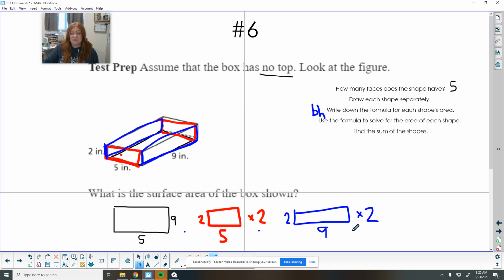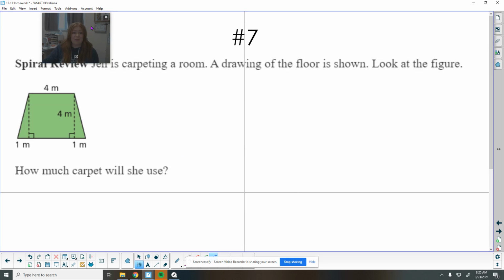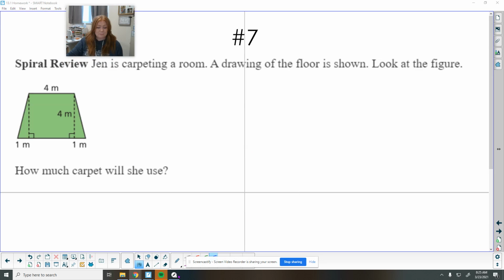Once you have each of these answers, we want to find the sum of them, so add them together to find the surface area of this box with no top on it. Let's go ahead and do number 6 and come back when you are ready for number 7.